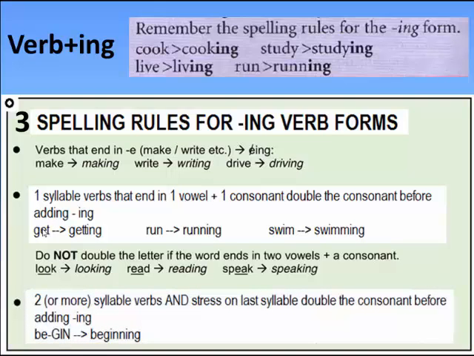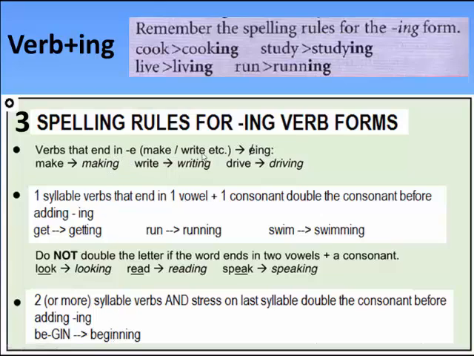And rule number 3, verbs that have 2 or more syllables and the stress is on the last syllable also double the consonant. Let's see what that means. Begin. That has 2 or more syllables. And the stress is on the last syllable. It's begin, not begin. So if we have 2 or more syllables and the stress is on the last syllable, we also need to double the consonant.